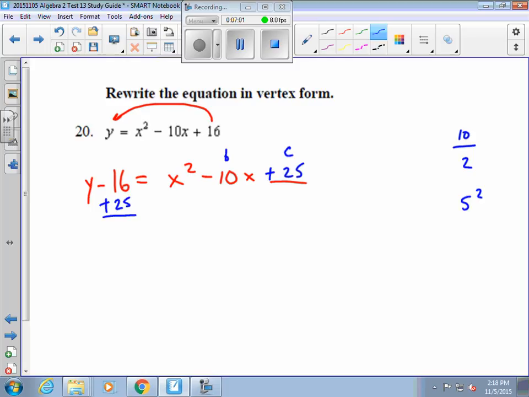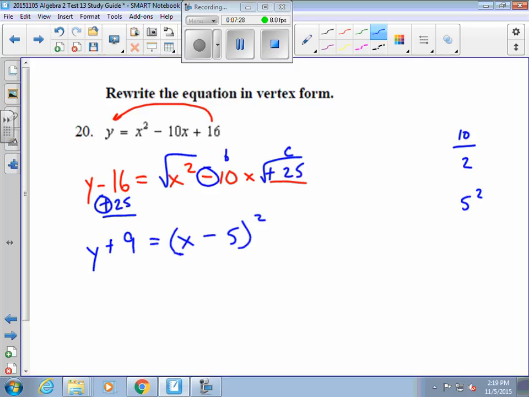So negative 16 plus 25, when you put them together, since they're opposite signs, you subtract them. 25 minus 16 is 9, and 25 is the higher absolute value. It's positive, so we'll keep it as y plus 9 equals, we have a perfect trinomial on the right. Take the square root of the first term and the square root of the last term. This sign goes in between them, so x minus 5 squared.